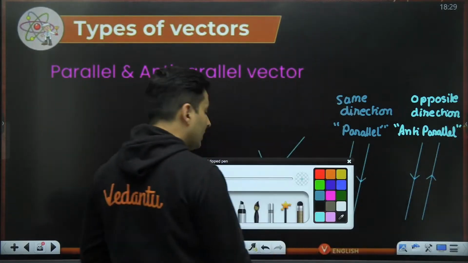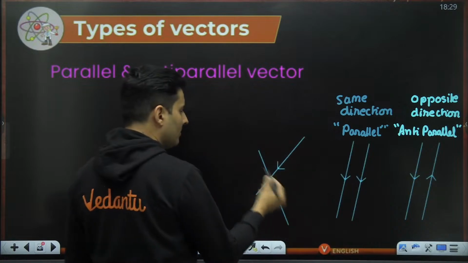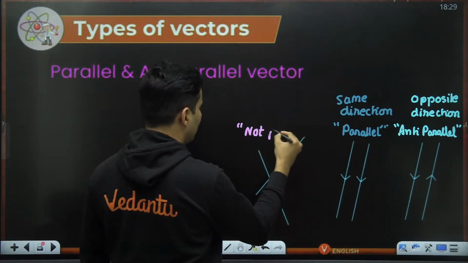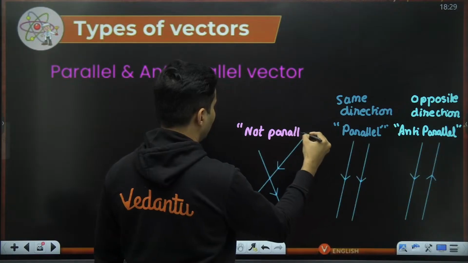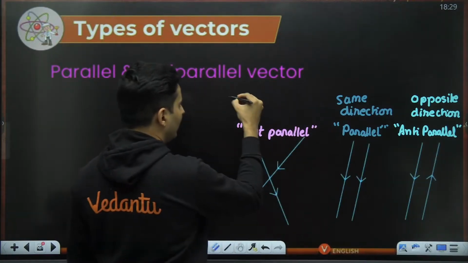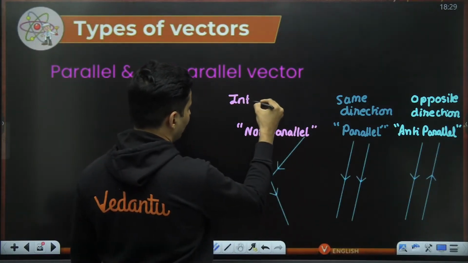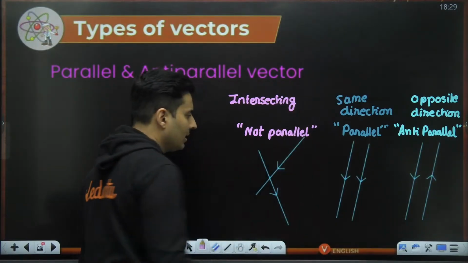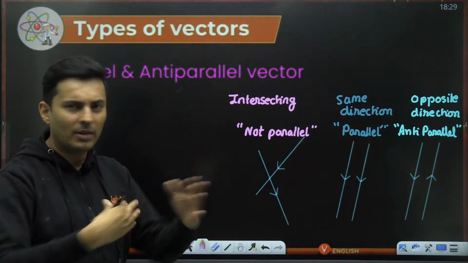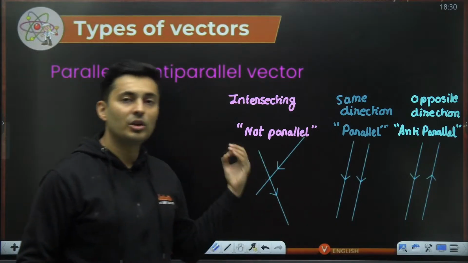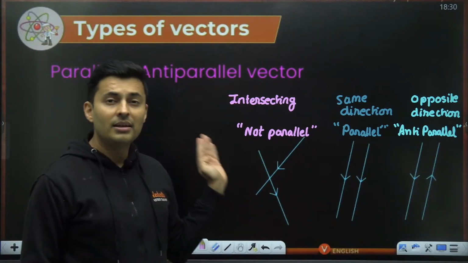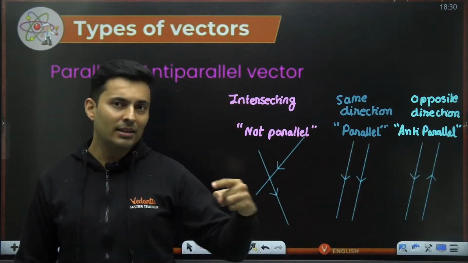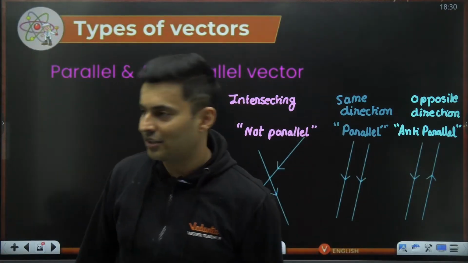Anti-parallel. Now, this is completely different from being not parallel. Here, they are not parallel. They are not parallel when they basically intersect. Intersecting vectors, whenever they intersect, basically when they are not parallel or anti-parallel, then they are said to be just not parallel. So not parallel is not the same as being anti-parallel. Anti-parallel means specifically opposite in direction.